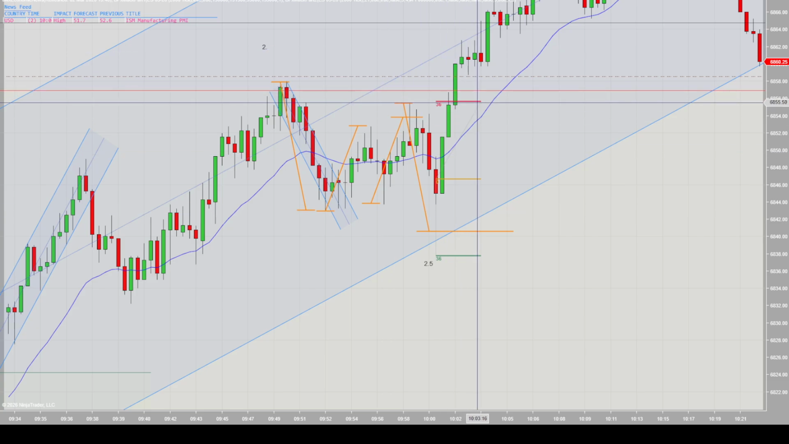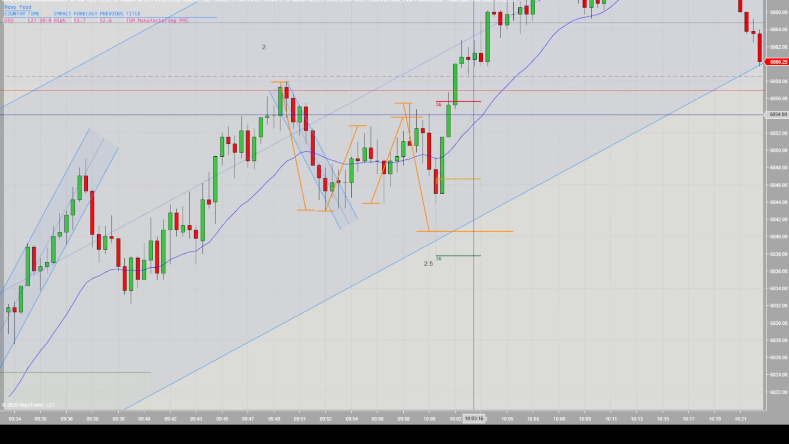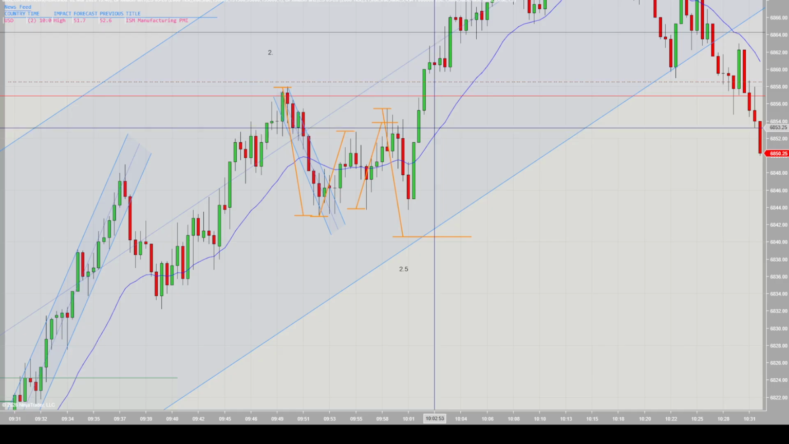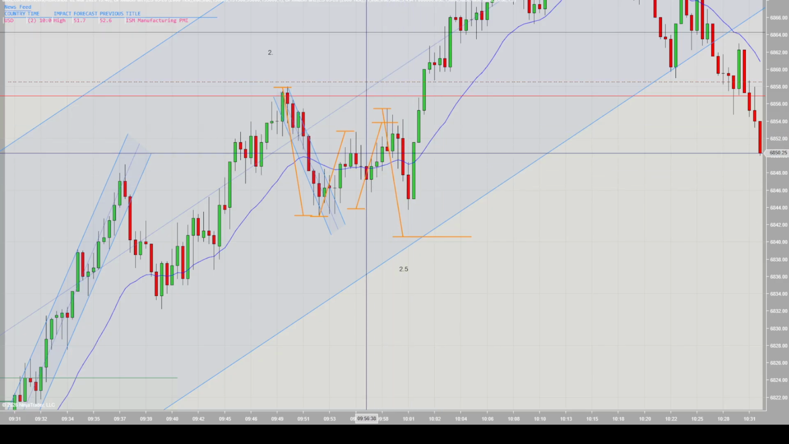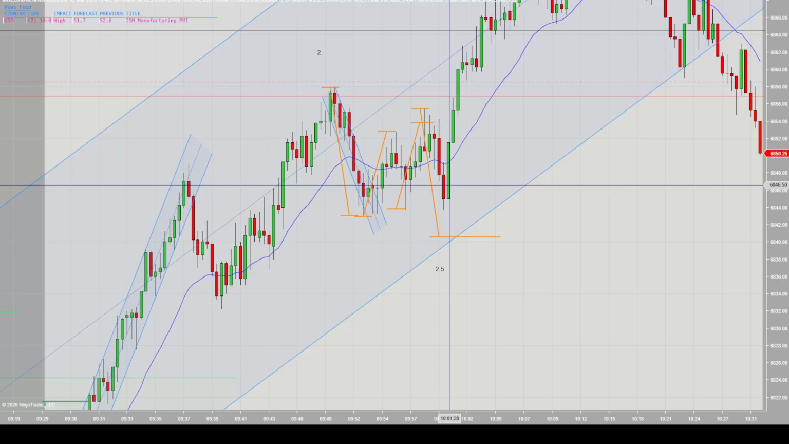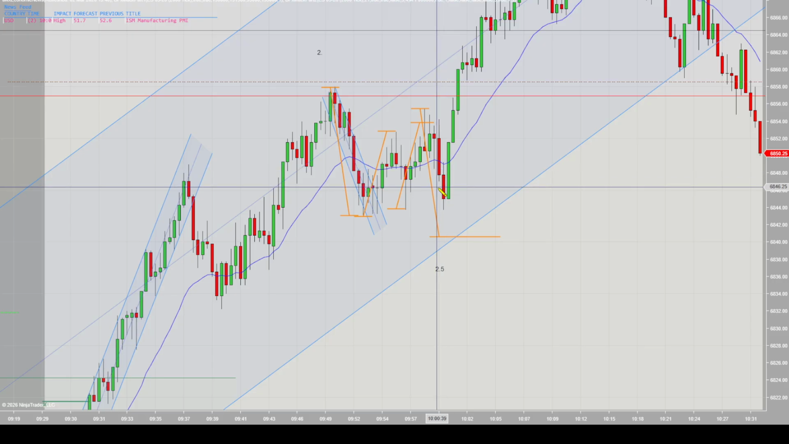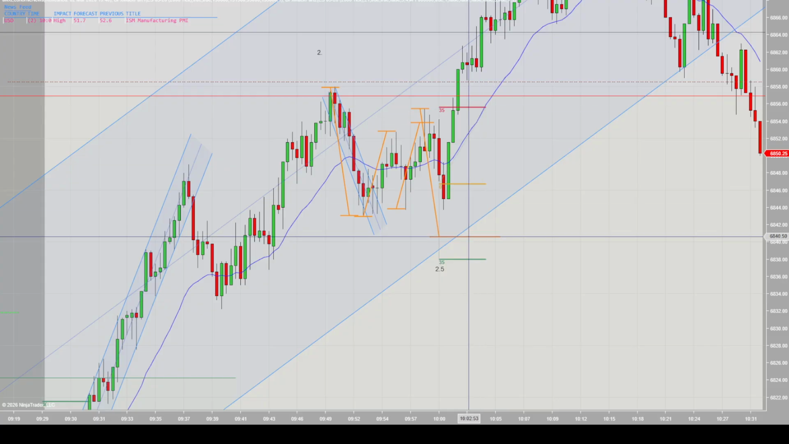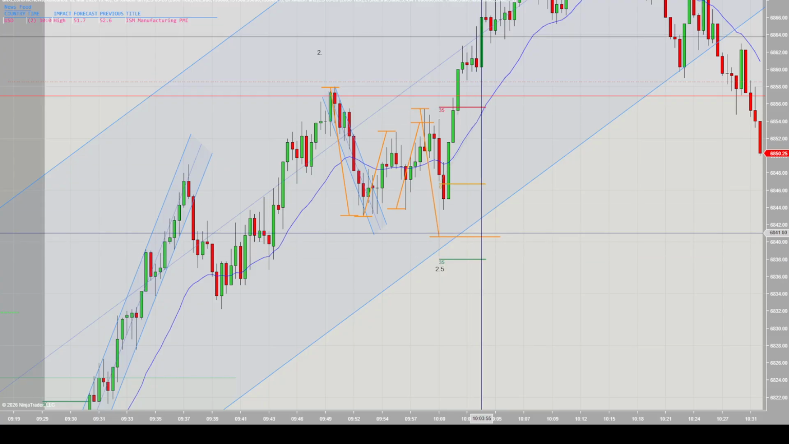it works quite well. Anyways, so no trade there, but it is an area of interest, and you could get fooled here. If you weren't following your rules, then you could get fooled here because, again, we need to be able to get out before this.